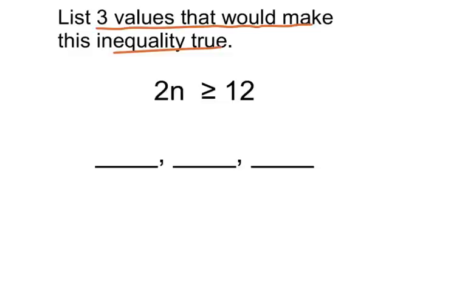List 3 values that would make this inequality true. All right, remember we have something on this side of the inequality, something on this side. Whether this is an inequality sign, like a greater than, less than, or equal to sign, or if it's just an equal sign, it doesn't matter. We're going to solve for n the same way. Okay, so we're going to have 2n is greater than or equal to 12.